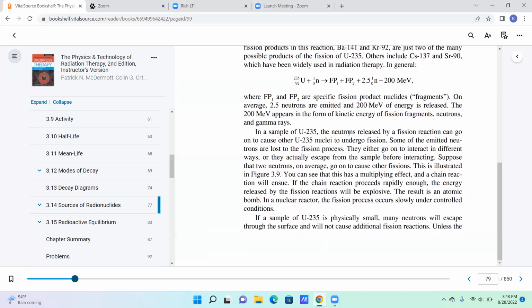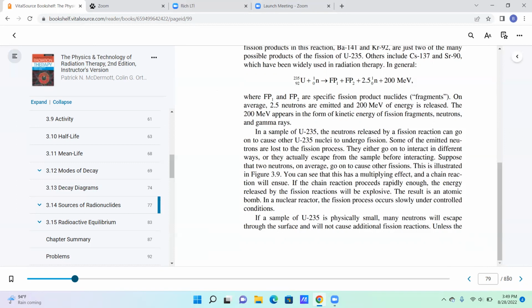So in a sample of U-235, the neutrons released by a fission reaction can go on to cause other U-235 nuclei to undergo fission. Some of them are lost to the fission process. They either go on to interact in different ways, or they actually escape from the sample before interacting. Suppose two neutrons on average go on to cause other fissions. You can see that will have a multiplying effect in a chain reaction. If the chain reaction proceeds rapidly enough, the energy released by the fission reactions will be explosive.